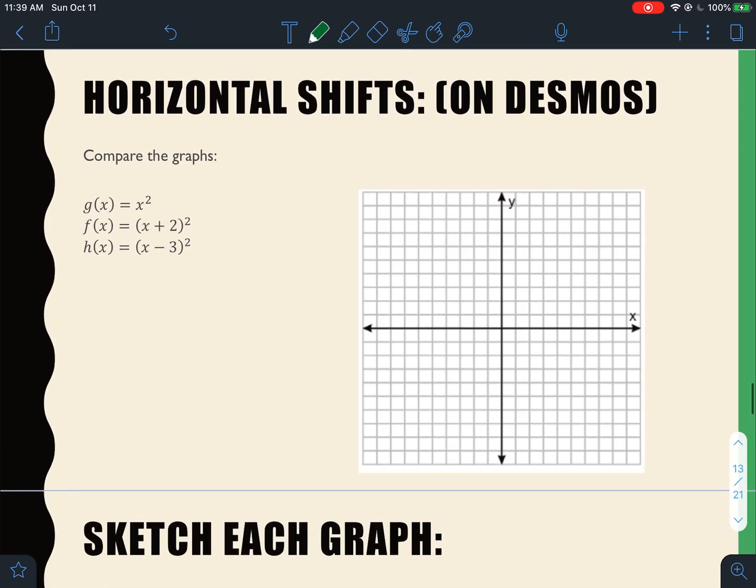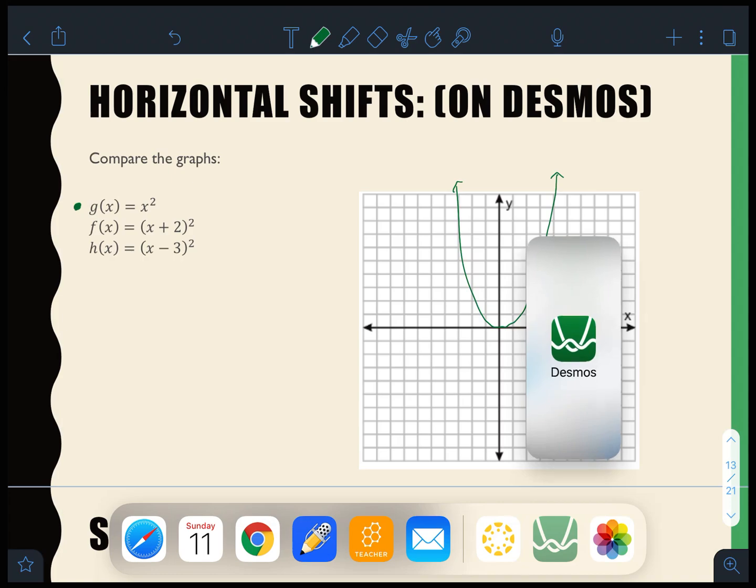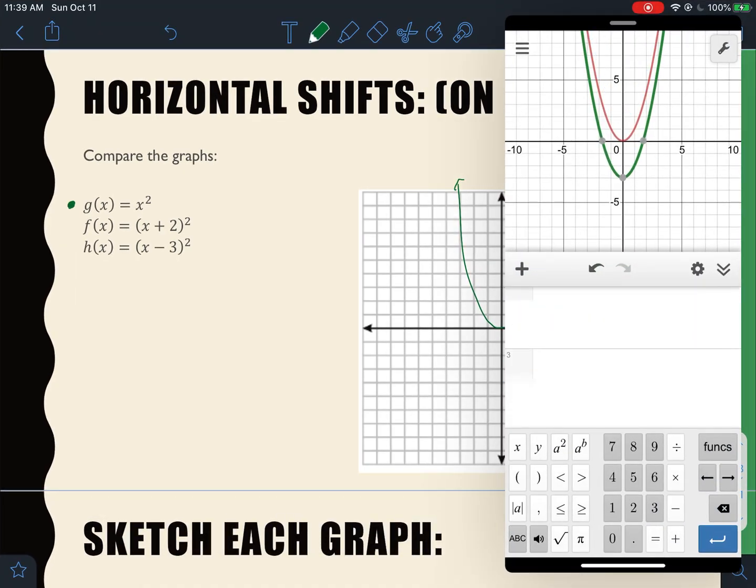Horizontal shifts. So let's say we want to take that x squared graph. So we know x squared is that happy parabola. So let's just make our original guy, the green guy. What do you think x plus 2, if I put that in parentheses and square it, or x minus 3, if I put that in parentheses and square it, is going to do to our parabola's graph? So let's go on Desmos and see.